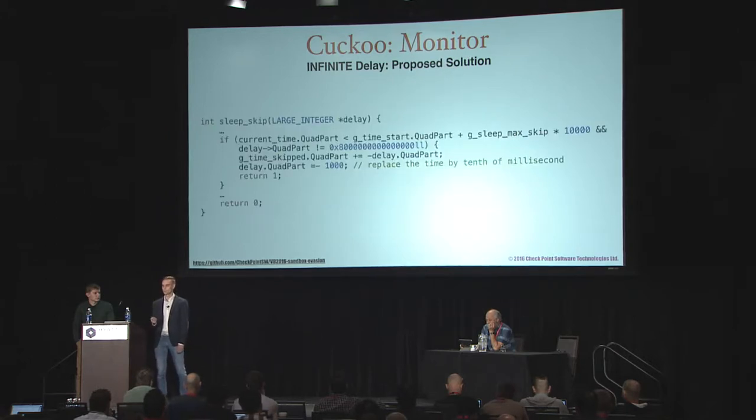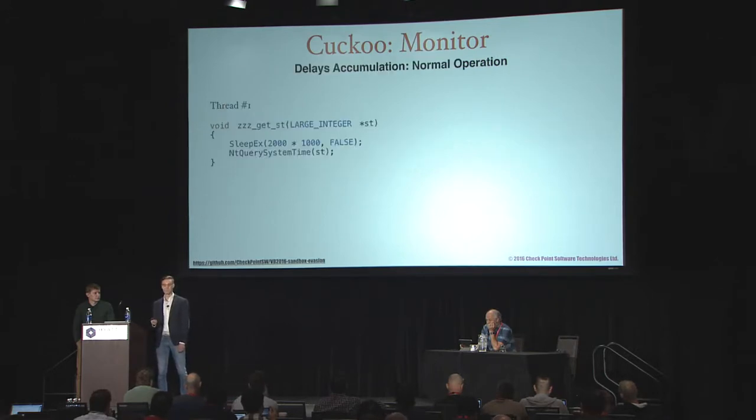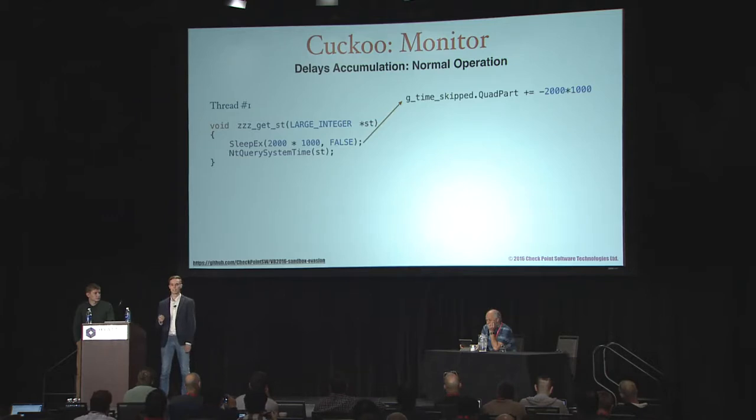Proposed solution for such a detection is just to add one additional condition that checks the delay interval value. Let's take a look at the delays accumulation problem. When we are calling sleep family functions, the delay interval is added to the global variable gtime skipped.